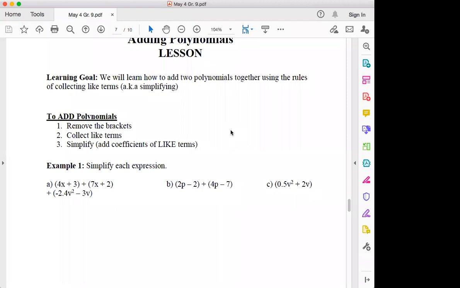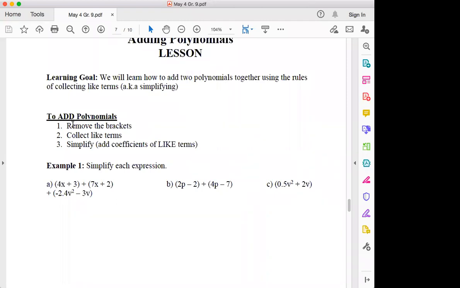All right, good morning. So this is our second lesson about polynomials. In the last lesson, we talked about what a polynomial is, but for this lesson, we're going to look at how to add them together. So I'm going to share my screen here with you guys.